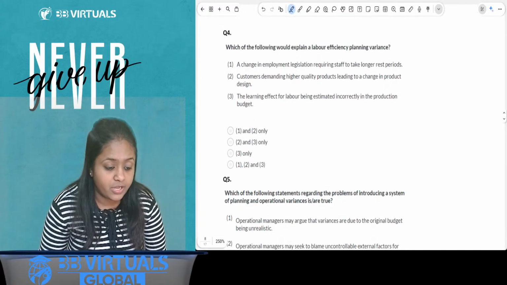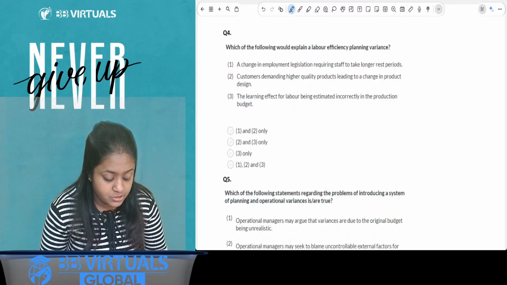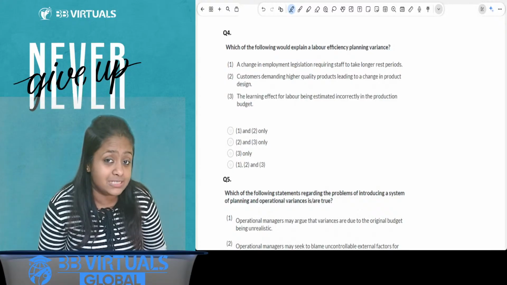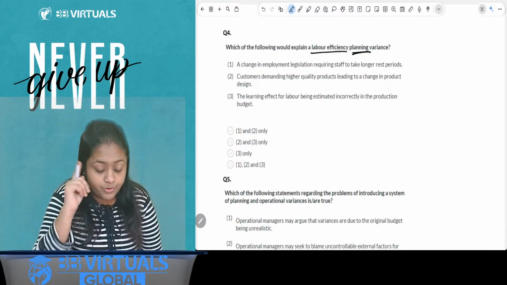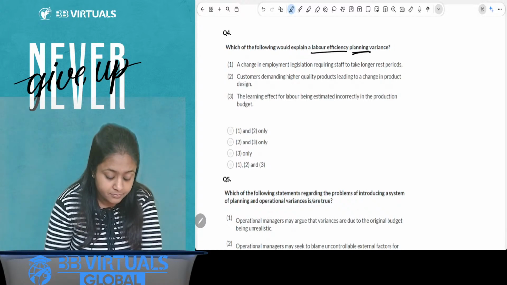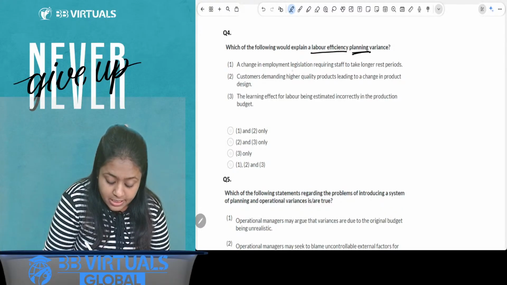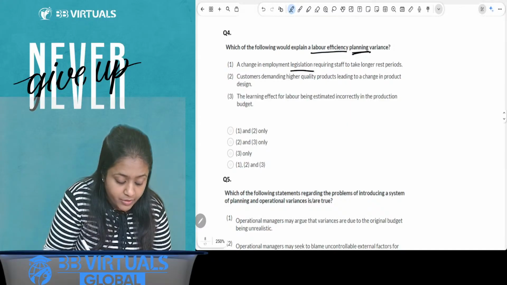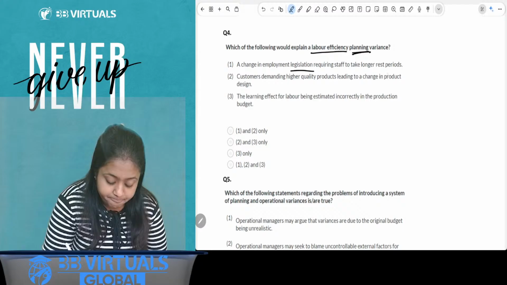Which of the following would explain a labor efficiency planning variance? Labor efficiency from a planning point of view, remember. A change in employment legislation means the law will require staff to take longer rest periods.